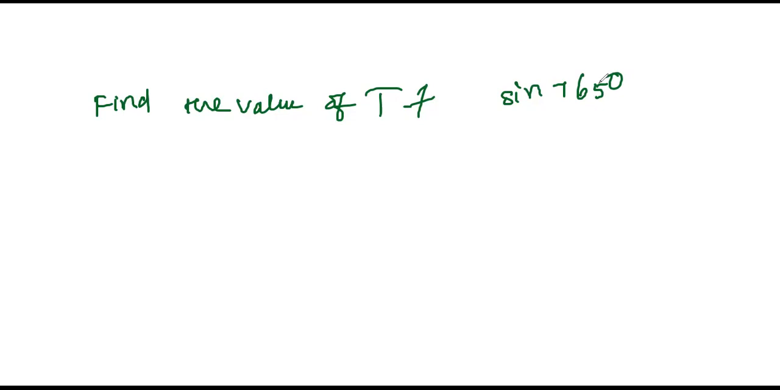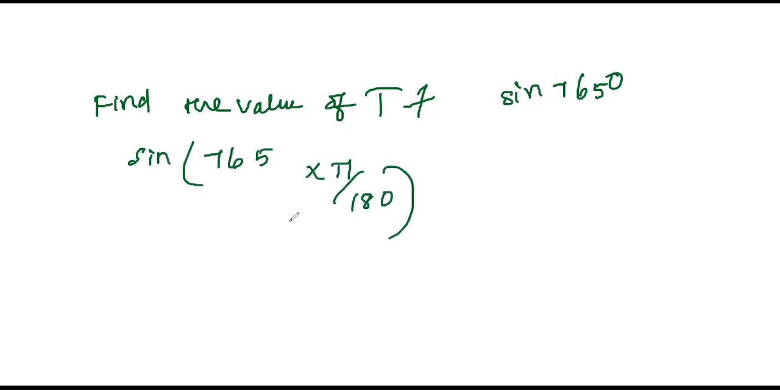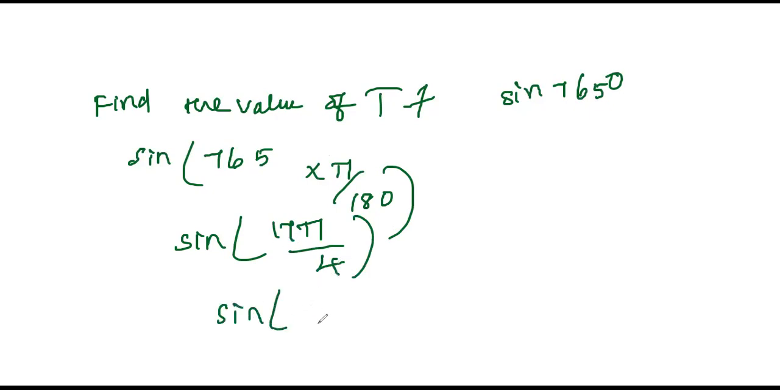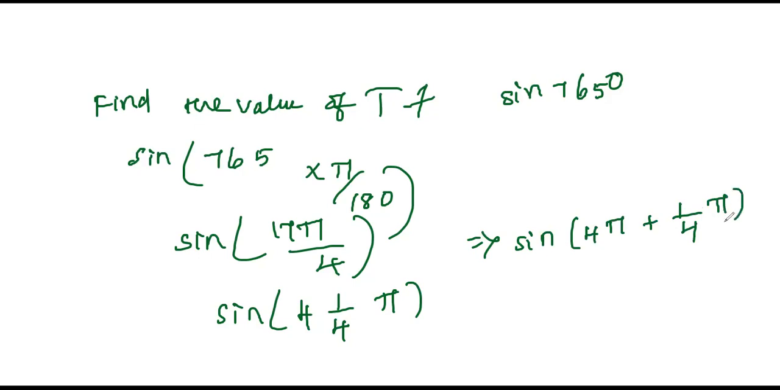This is pretty simple. You will just convert this degree into radians. You convert 765 into radians by multiplying by pi by 180. When you simplify this, I'm not going to show you the steps, I'm directly writing the answer. You will have 17 pi upon 4. It is an improper fraction, so convert it into a mixed fraction. Which could be written as 4 pi plus 1 by 4 pi. This is how you have to split.